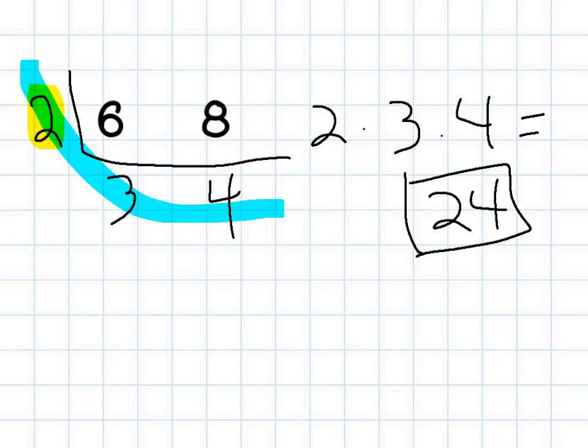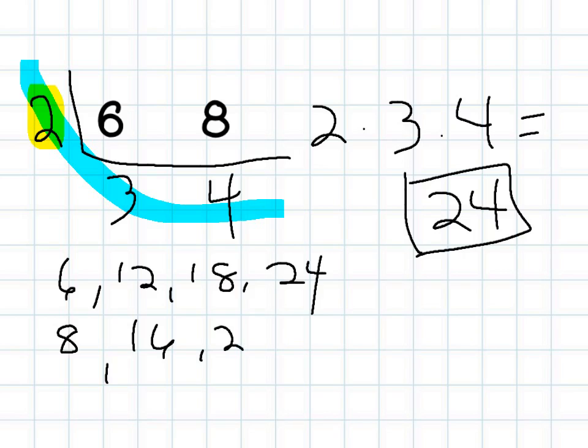And again, if we did it the old method, it would have been counting by 6, 12, 18, 24. And then by 8 would have been 8, 16, 24, and you can see that the first common multiple they have is 24. So either way you come up with the same answer.